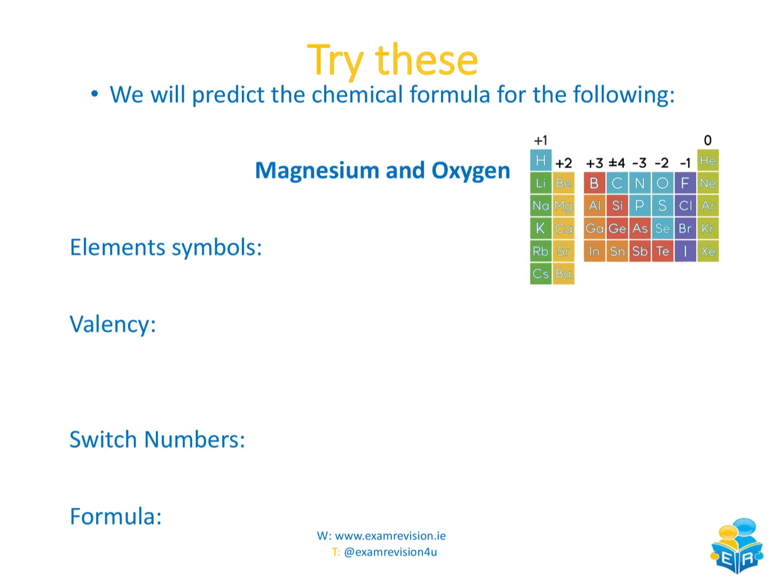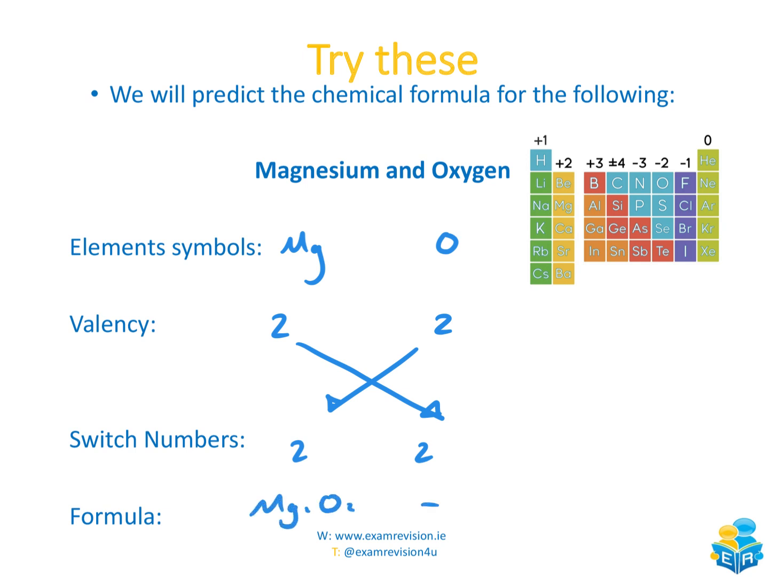So we have one more example here. This is magnesium and oxygen. So the element symbols, we have Mg for magnesium. Make sure the second letter there is a small letter. We have O for oxygen. The valency, magnesium here is 2. Oxygen is also 2. We'll switch the numbers. So we get 2 and 2. So we'd end up with Mg2O2.